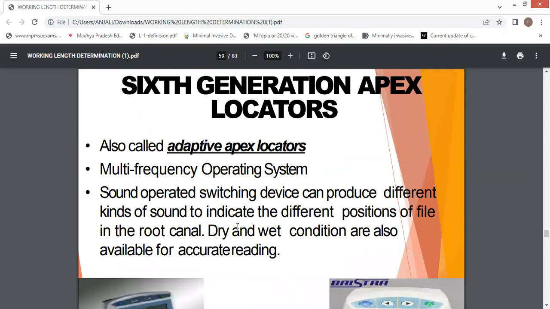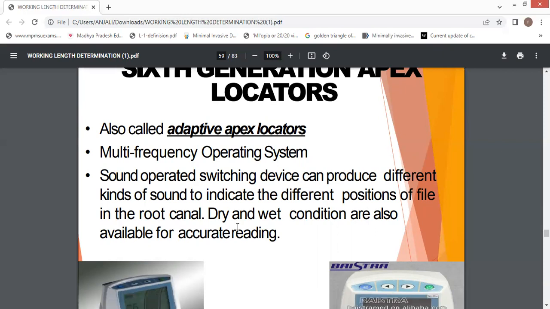Sixth generation apex locators, also called adaptive apex locators. There is a multi-frequency operating system. A sound operated switching device can produce different kinds of sounds to indicate the different positions of the file in the root canal. Dry and wet conditions are also available for accurate reading.